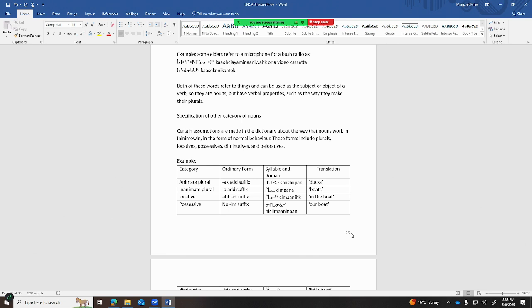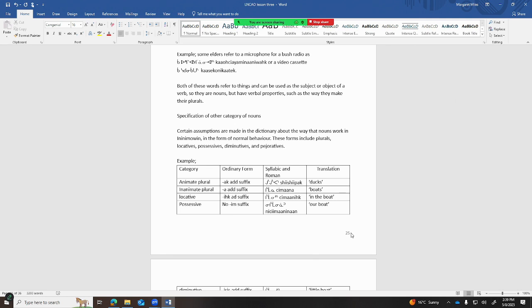Jiman, jimanishish. The ishish is added to the word jiman at the end of the word. Jimanishish, meaning little boat. Iskish added. Jimaniskish. Iskish. Worn out boat. Jimaniskish.